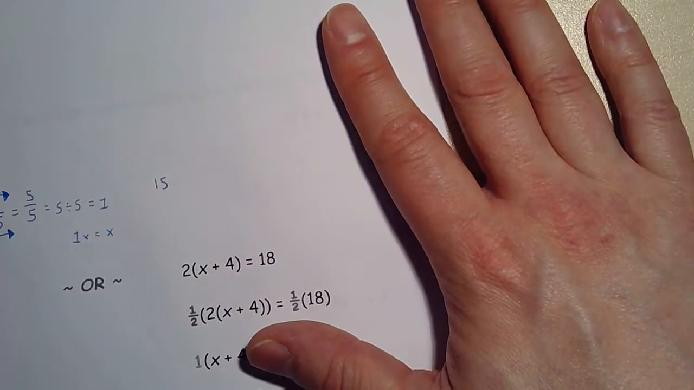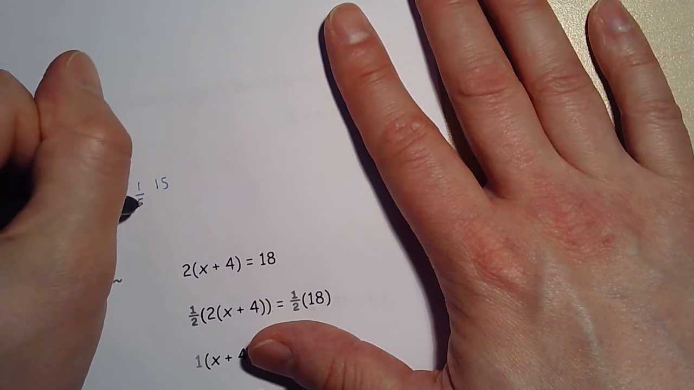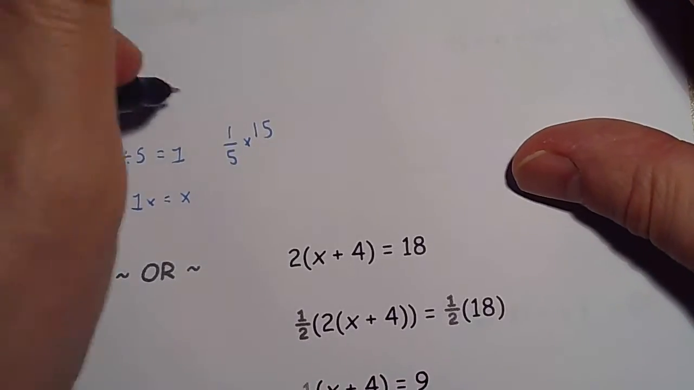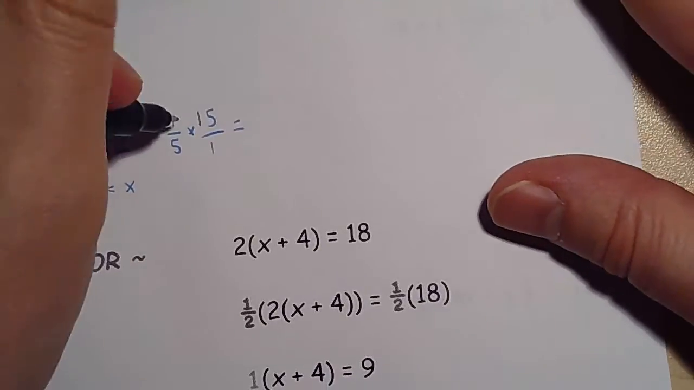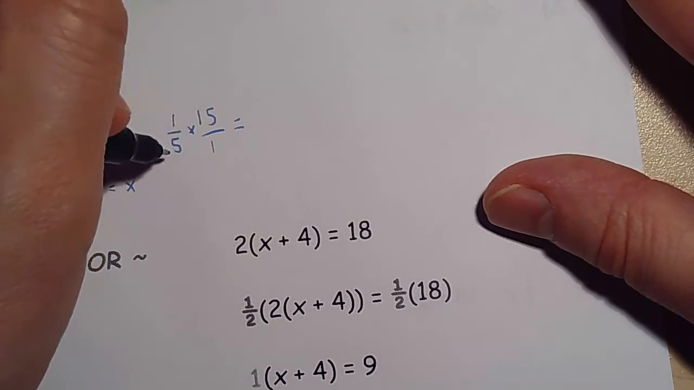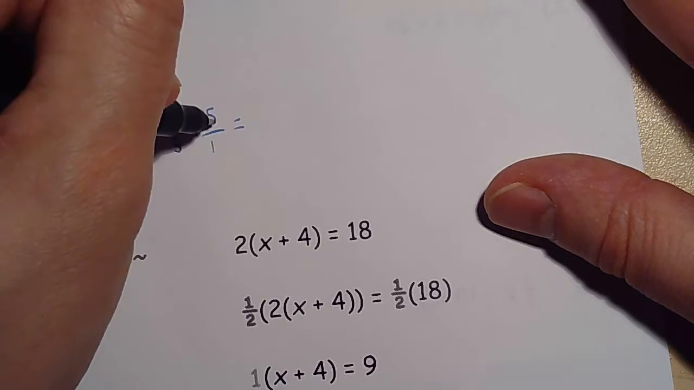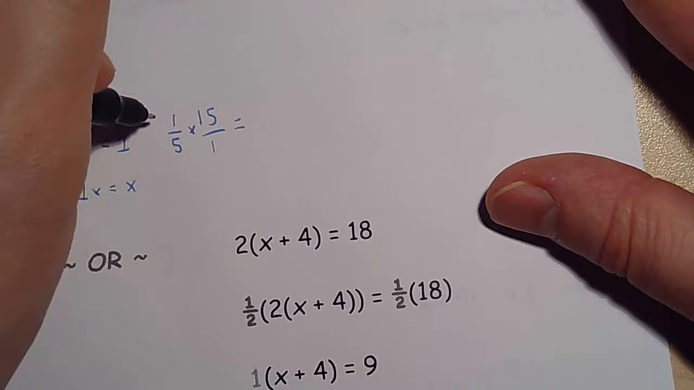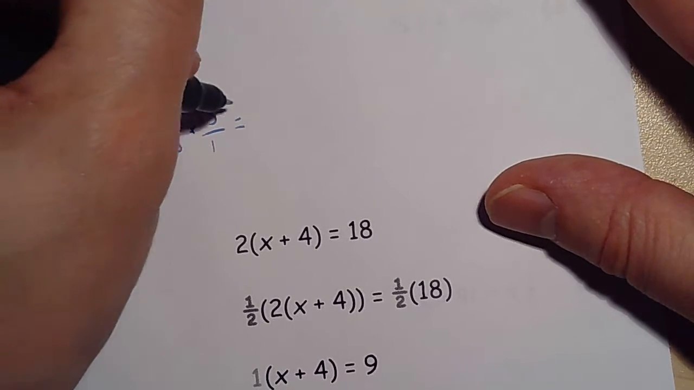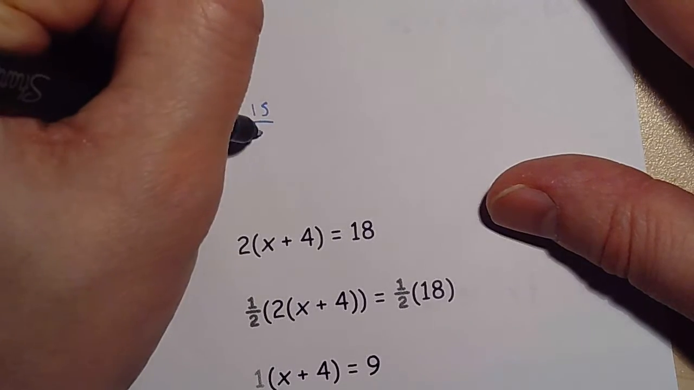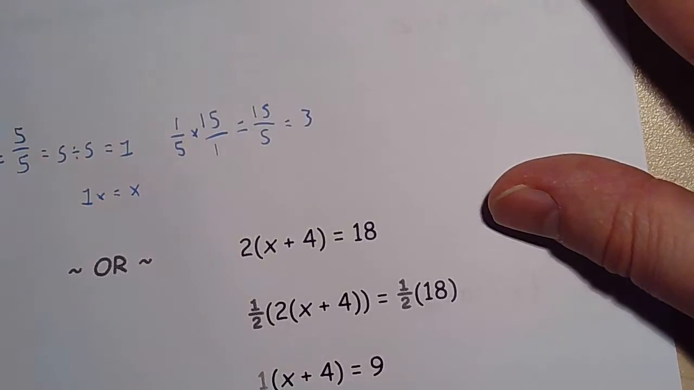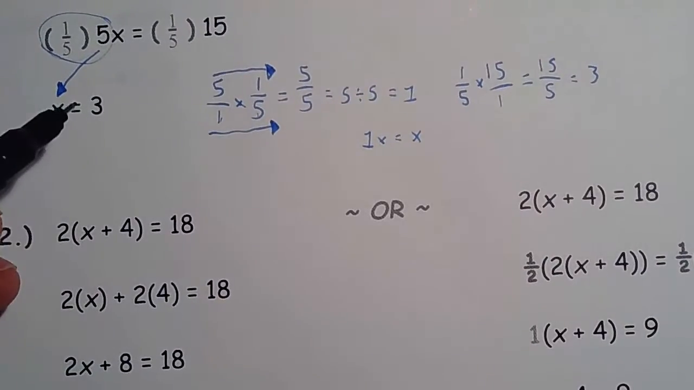So let me show you guys the work. So 1/5 times 15 over 1. Zoom in a little. All right. I can multiply straight across, or I could cross simplify if I wanted, because I see that 5 goes into 15, right? 5 goes into 5 once, 5 goes into 15 3 times, or I could just go straight across. So 1 times 15 is 15. 5 times 1 is 5. What's 15 divided by 5? It's 3. And that's how we got that 3 right here.